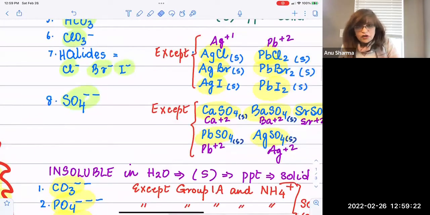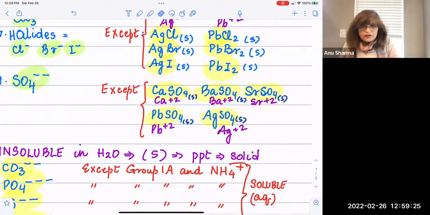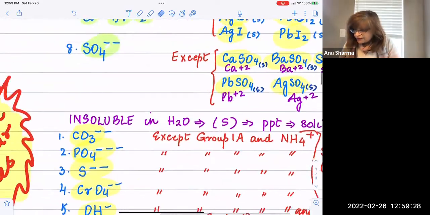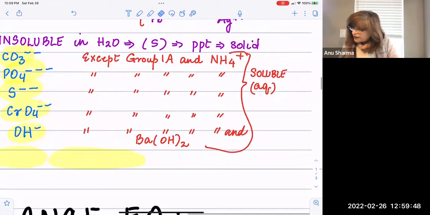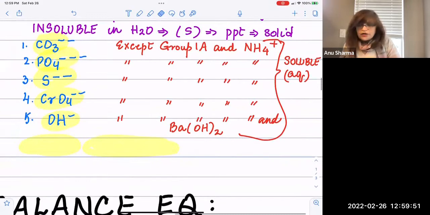Sulfates, all the sulfates are soluble in water except calcium sulfate, barium sulfate, strontium sulfate, lead sulfate and silver sulfate. Now, all the ones that are insoluble are carbonate, phosphate, sulfide, and chromate, except with group 1A and ammonium. So when group 1A and ammonium combine with anything, no matter if it's phosphate, carbonate, sulfide, or chromate, soluble in water, okay? Next is the exception to the hydroxides. All the hydroxides are insoluble, except barium hydroxide and all the elements that are in group 1A, if they connect with hydroxide, and ammonium, if that connects with hydroxide, it will be soluble.